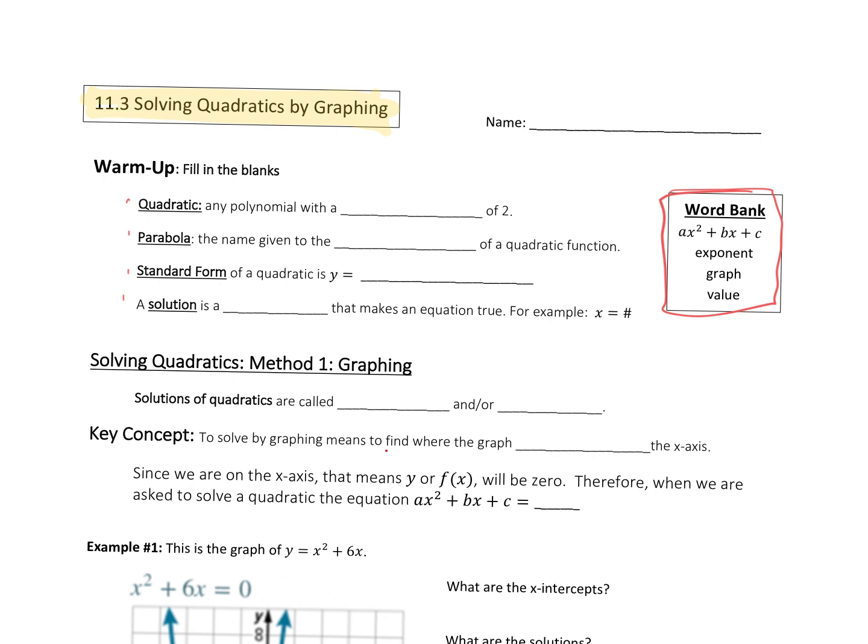All right, so the word quadratic is any polynomial with an exponent of 2. So quadratics is just if it's a polynomial and there's an exponent of squared. Like y equals 5x squared, that's a quadratic. y equals 3x squared plus 7. y equals x squared plus 8x plus 10. Those are all quadratics. Parabola is the name given to the actual graph of a quadratic.